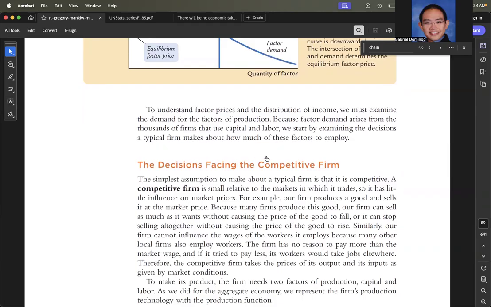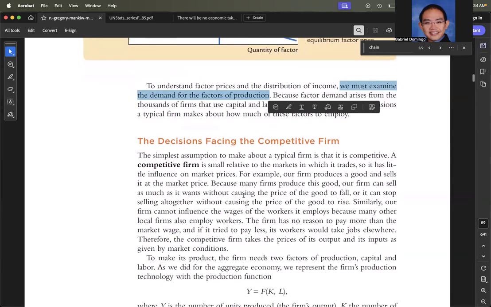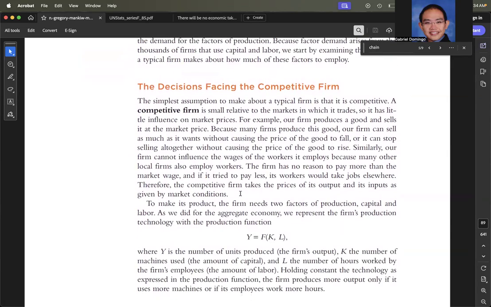So next, we have to examine and understand the demand for the factors of production. Okay. So supply, very easy, but now we have to think about demand. So this section is all about how to understand the demand for labor. The simplest assumption to make about a typical firm is it's competitive. A competitive firm is small relative to the markets in which it trades, so it has little influence on market prices, the prices at which it sells.